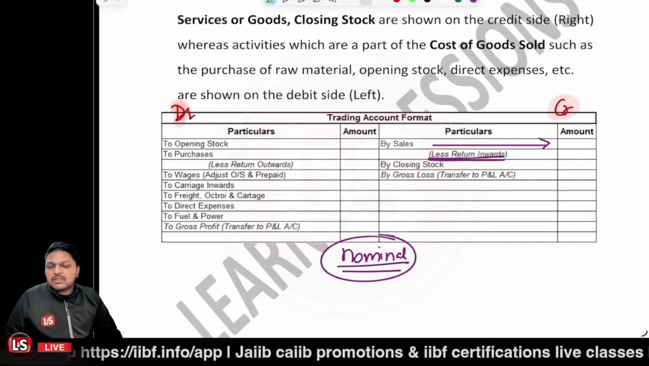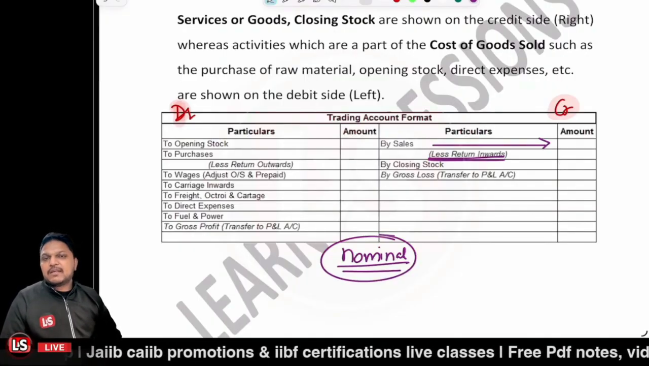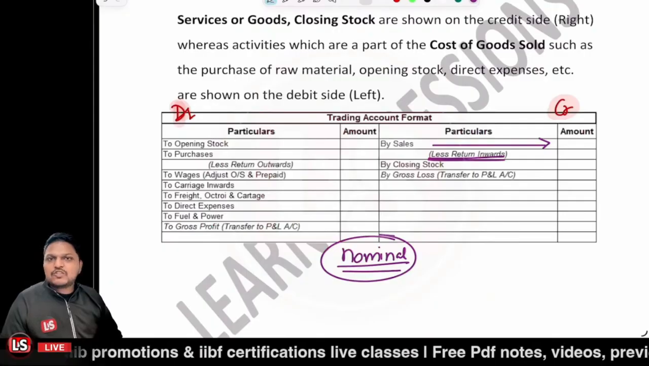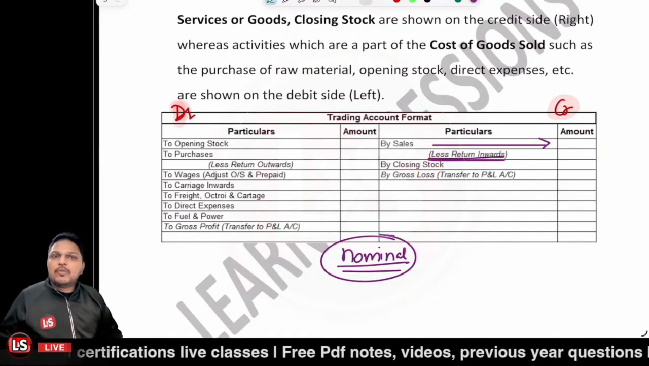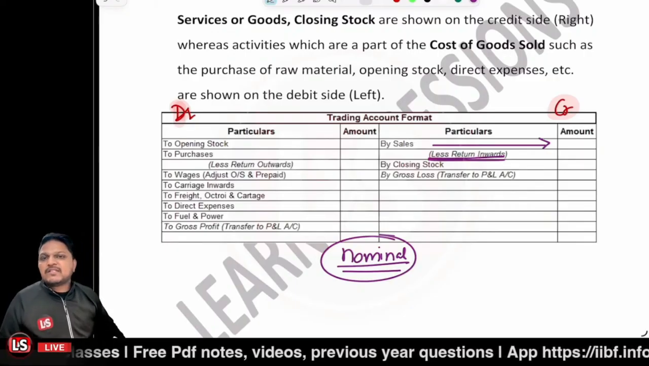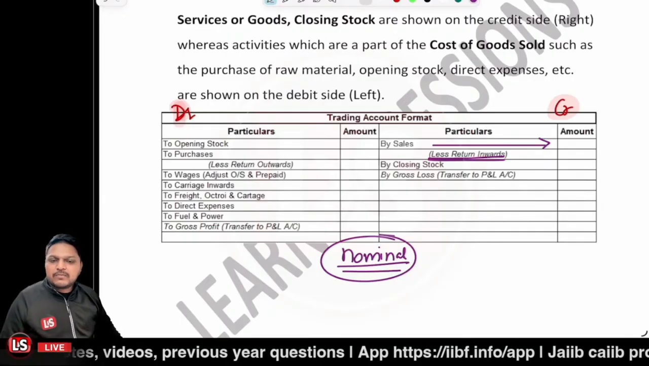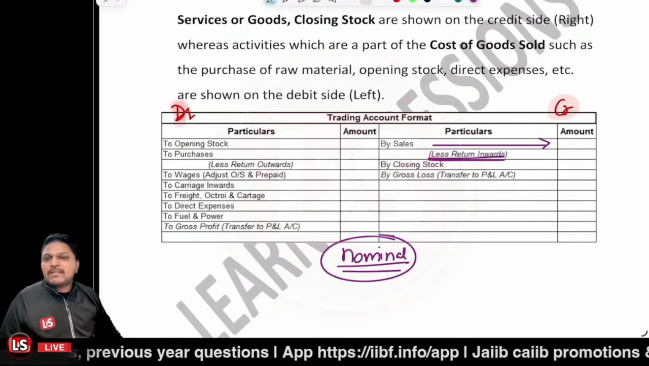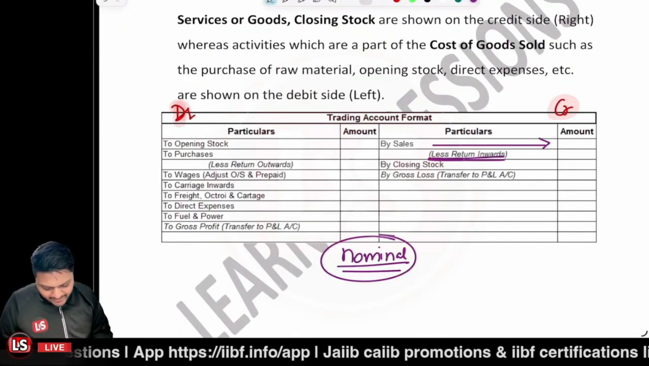And whatever purchases you have made, net purchases, let's say, it may also be the case that you purchased raw material but returned the faulty raw material. So whatever the net purchases, will they be on the debit side or credit side? Purchases is an expense or income? It's an expense. So that will be on the debit side, on the left side, right?